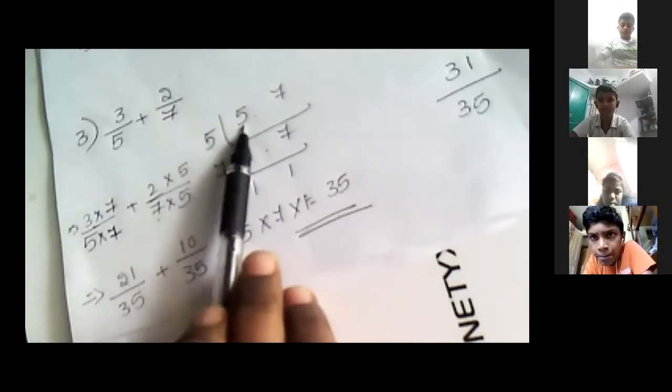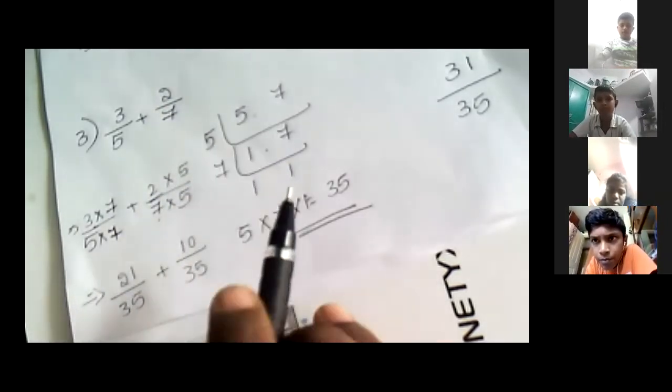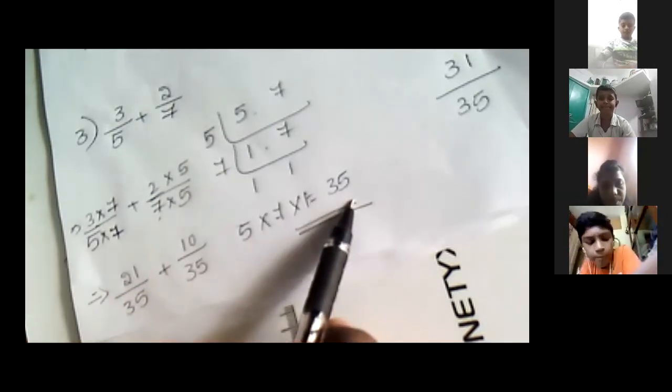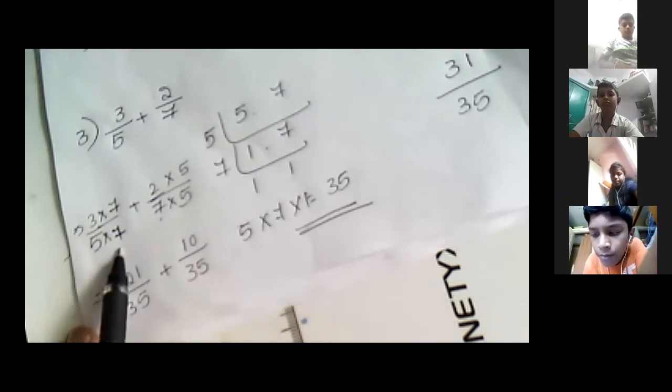So 5 ones are 5 and 7 as it is. 7 ones are 7. Now 5 into 7 into 1: 5 sevens are 35. So the LCM is 35. And the same 7 I'll copy for the numerator.